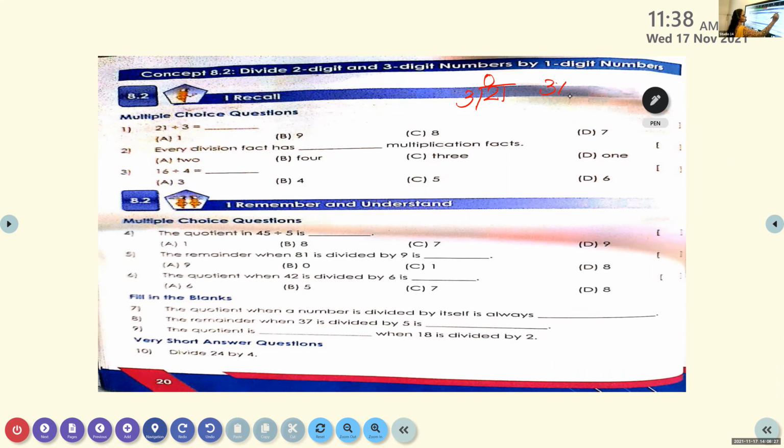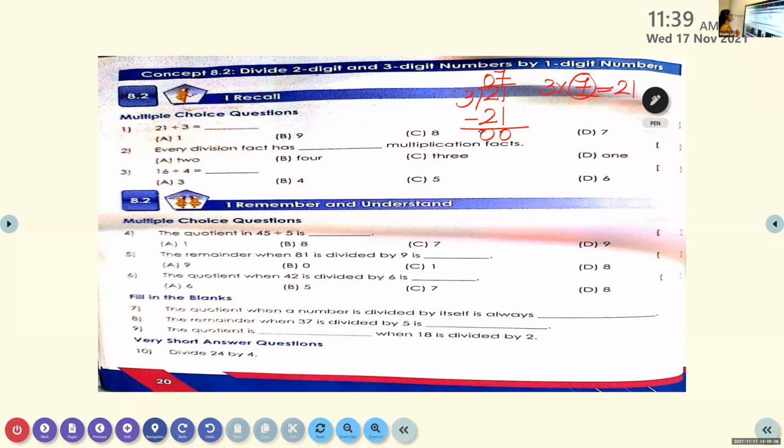Then 3 into dash is 21. Say the table of 3. Answer is 7. Yes, 3 into 7 is 21. So this 7 will go. Where does that 7 have to be written? Top of 1. Yes, 7 has to be written up. The quotient is 7. And the product will come down below the dividend. Put 0. It is the remainder.